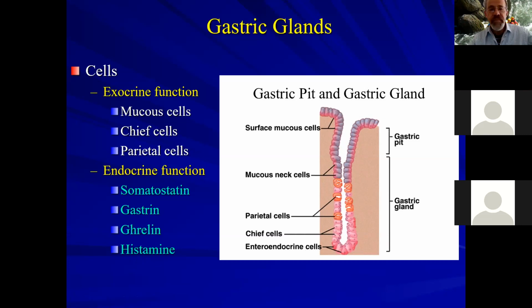All right. So somatostatin inhibits, gastrin and histamine stimulate. Then there's ghrelin, kind of an interesting spelling. It's pronounced ghrelin. This is the hormone that is responsible for initiating the sensation of appetite.